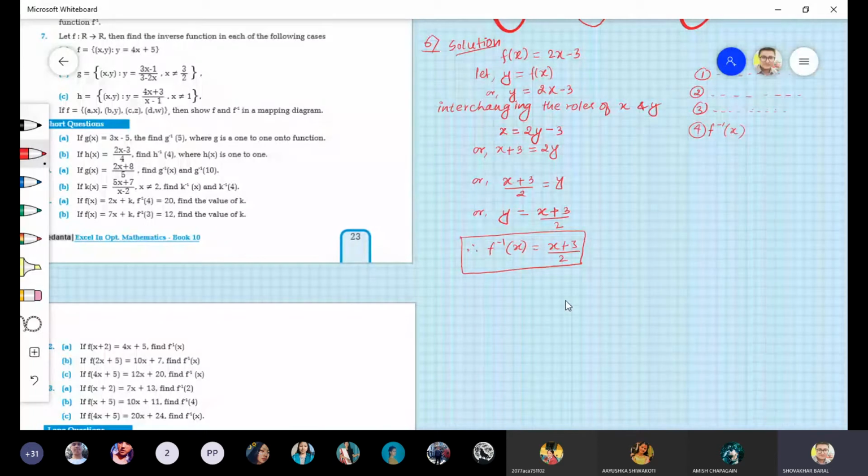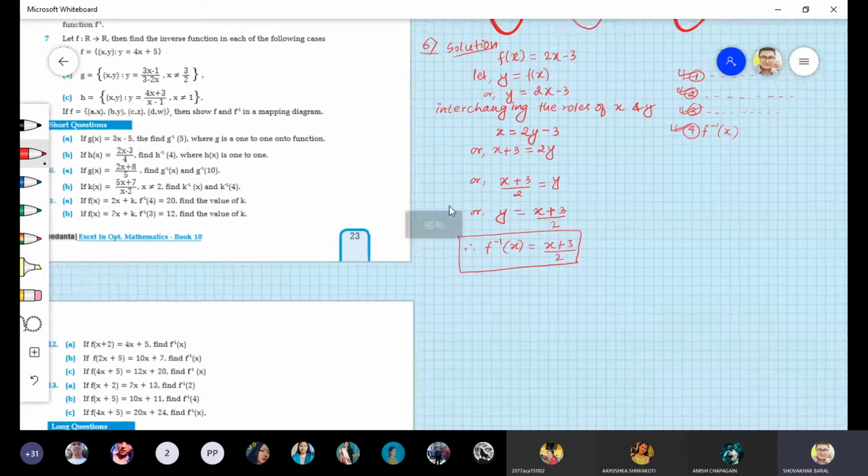Okay, let me revise the steps. At first, what you need to do? Step number 1, you need to suppose the given function equals y. Step number 2, you need to interchange the roles of x and y. Step number 3, you need to solve for y, and in step number 4, you need to replace the value of y by f inverse(x). Okay, now let's go to the next one.